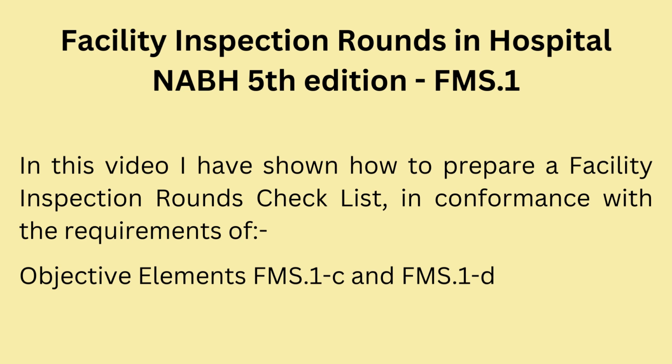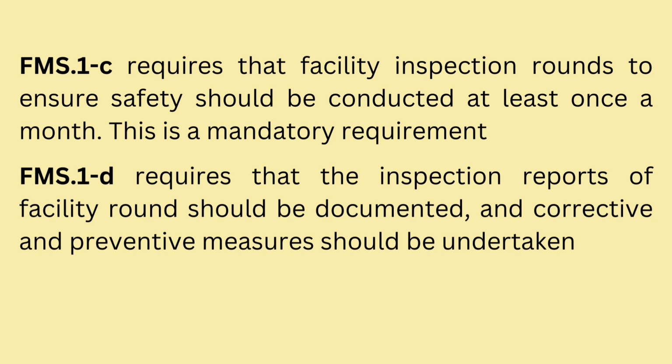In this video I have shown how to prepare a facility inspection rounds checklist, in conformance with the requirements of objective elements FMS.1C and FMS.1D. FMS.1C requires that facility inspection rounds to ensure safety should be conducted at least once a month. This is a mandatory requirement. FMS.1D requires that the inspection reports of facility rounds should be documented, and corrective and preventive measures should be undertaken.